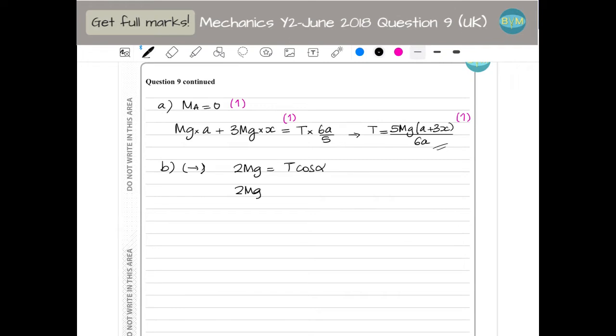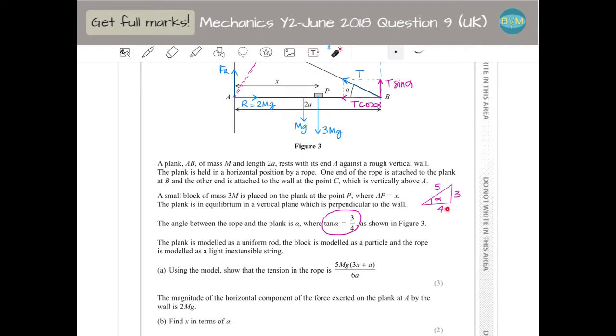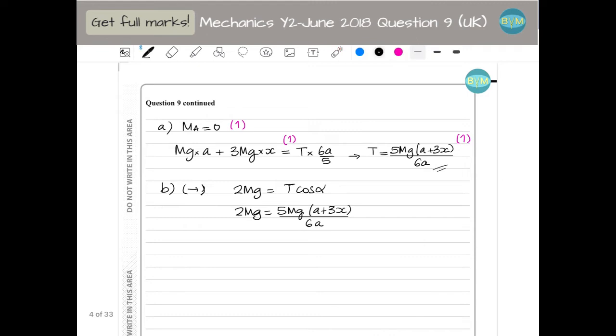So 2 mg is going to be T. I have a whole expression for T in terms of a and x, and I need x in my equation because that's precisely what they asked me, divided by 6a, and cos of alpha from here is 4/5, so times 4/5. I can start to simplify things and make x the subject, so solve for x, and I get that x is 2/3 of a. Just making x the subject, or solving for x in terms of a.